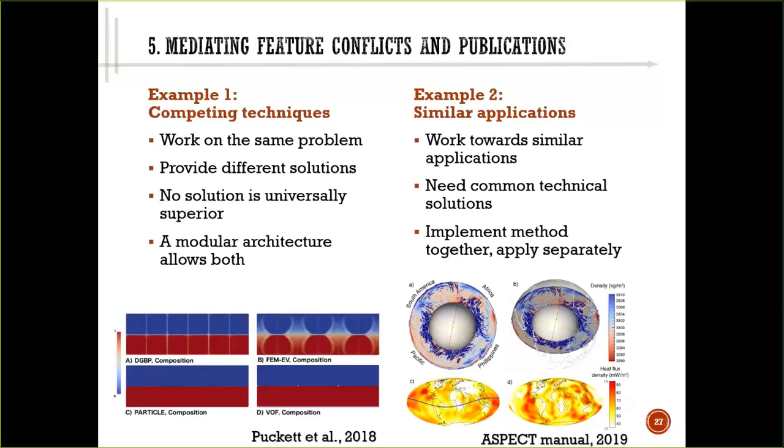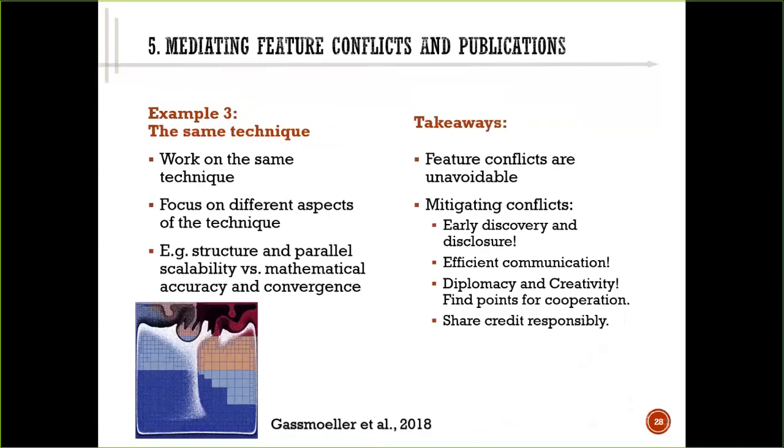A slightly different example would be that several groups want to work towards a similar application, not quite the same, but somewhat similar, and they need common technical solutions. If they don't talk, they will all implement the technical solution themselves and then do the application with it. Then you end up with several slightly different technical solutions and don't quite know how to merge them into your code. If you discover this early enough, you can get them to talk to each other and implement the method together and then apply it separately for their application problem.